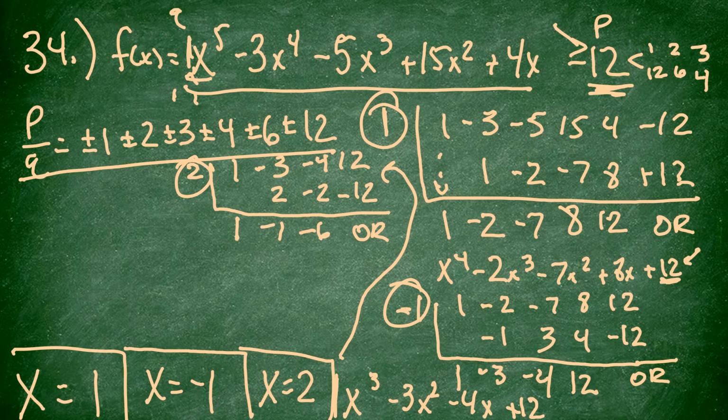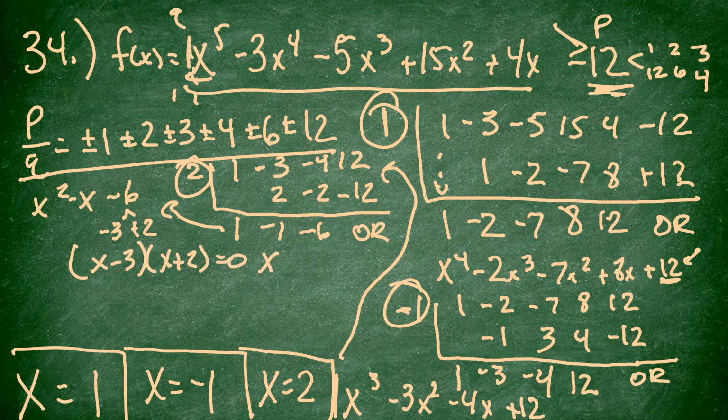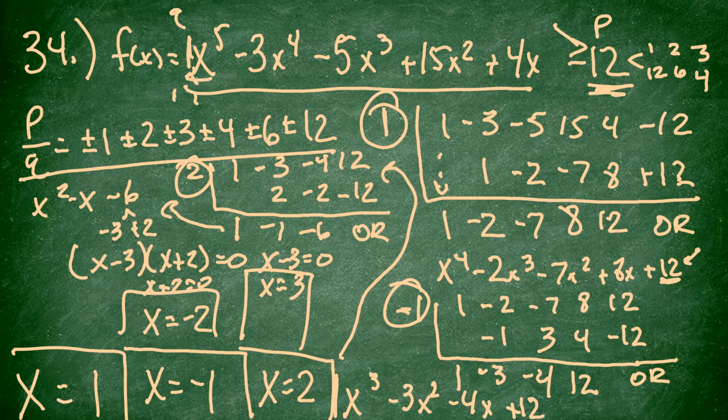Now I end up with this right here. It was x cubed, so now it's x squared minus x minus 6. And that's factorable. Negative 3, positive 2. I set it equal to 0, so x minus 3 equals 0. So x is equal to 3. X plus 2 equals 0, so x is equal to negative 2. So I have 1, 2, 3, 4, 5 answers. 1, negative 1, 2, negative 2, and 3. And I'm done. And that's it for 34.